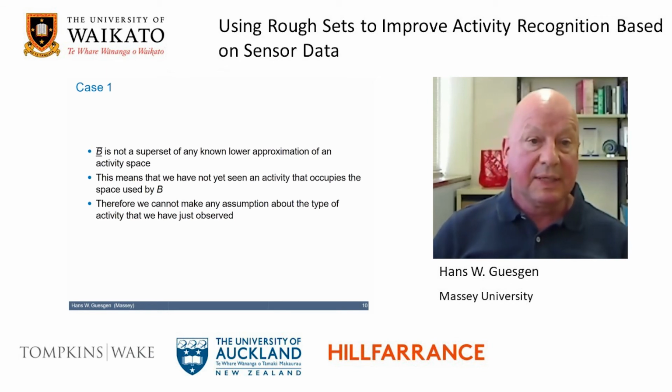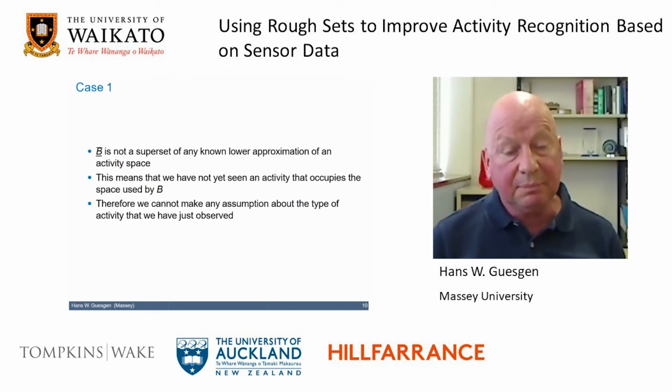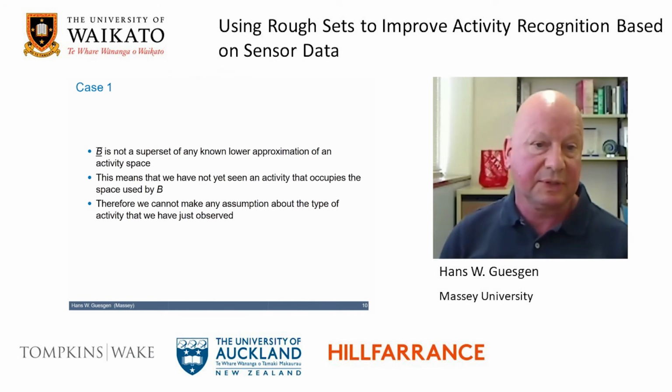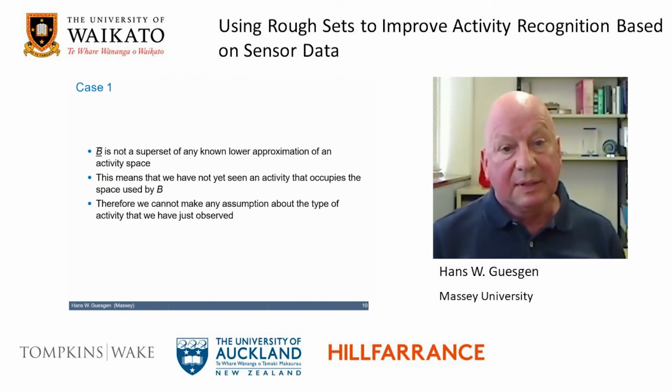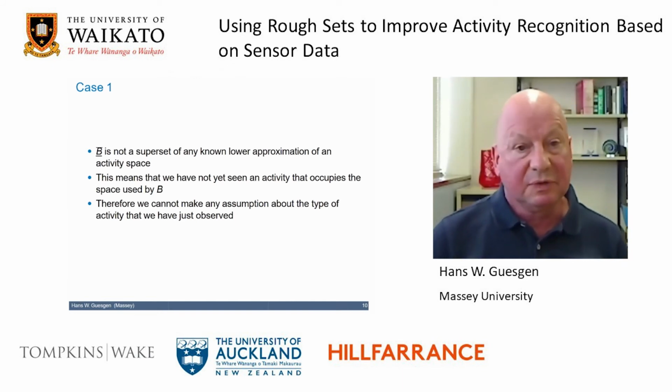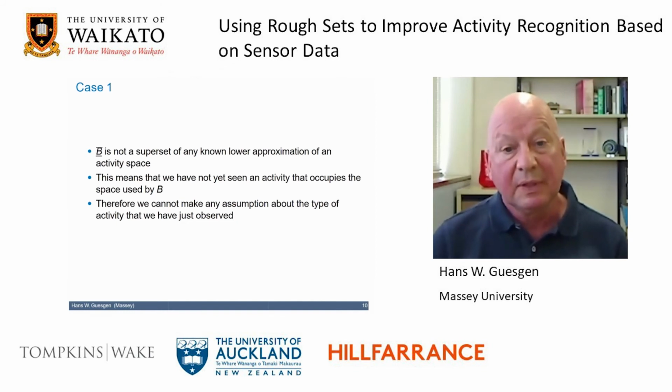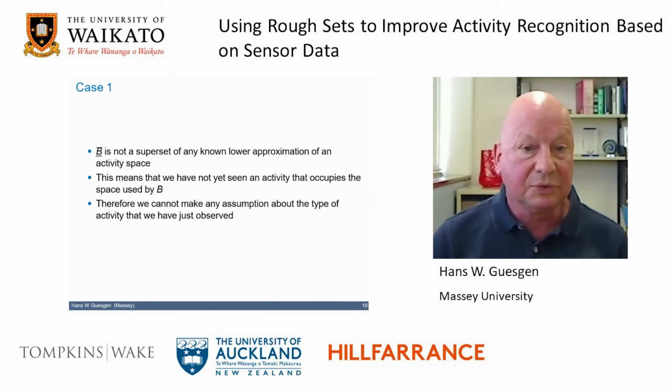What can happen is that B is not a superset of any known lower approximation of an activity space. This most likely means that we have not seen this type of activity before. It might be a novel activity, some abnormal activity. We really don't know. We cannot make an assumption and therefore cannot really use that information in our activity recognition process.